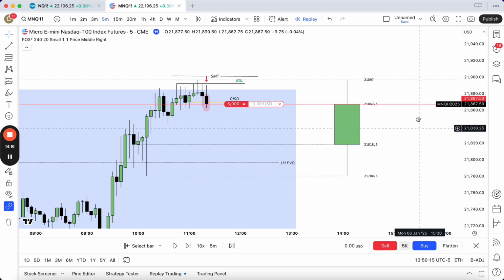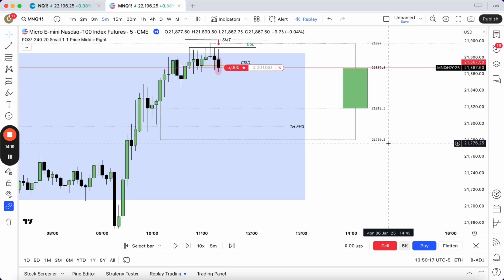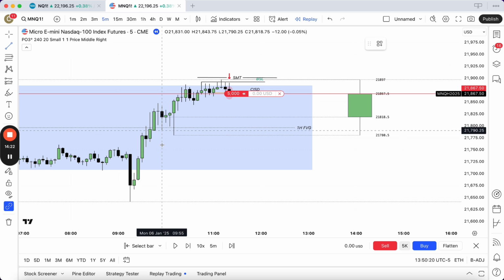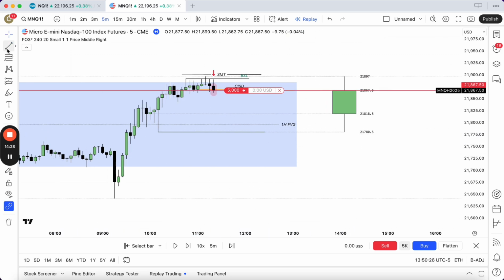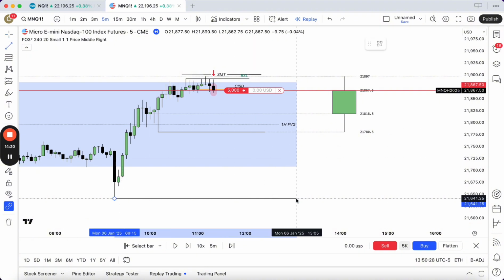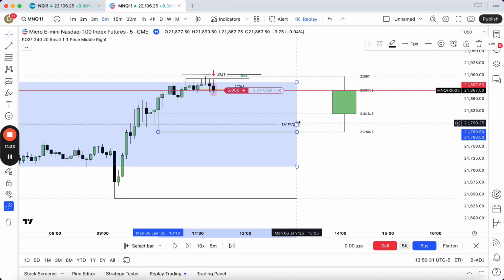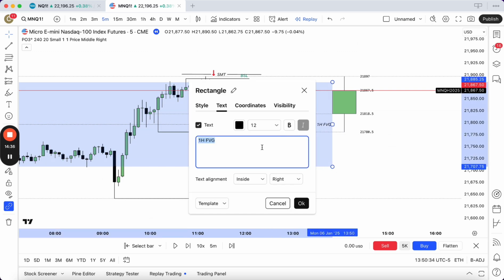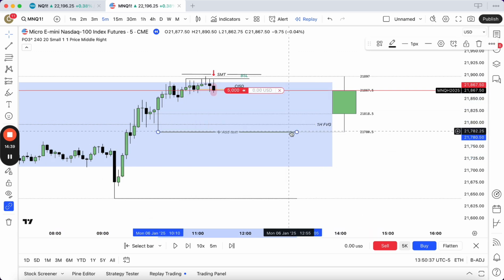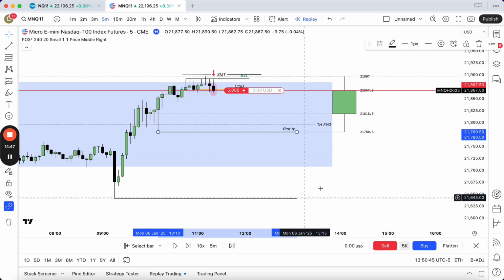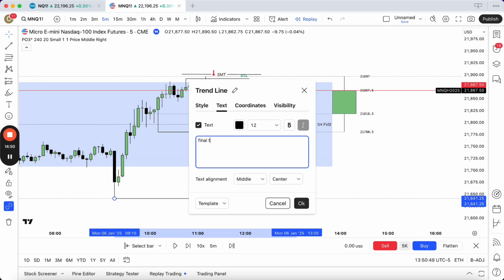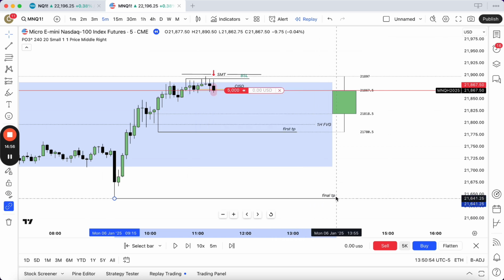What do we target? Well, we target resting liquidity. My first TP level would be this, the bottom wick of the 4-hour, and then my final TP would be this liquidity down here. Let me just write that out for you guys. This would be first TP, and then this would be final TP.